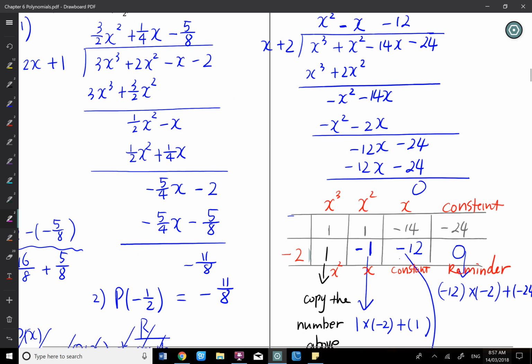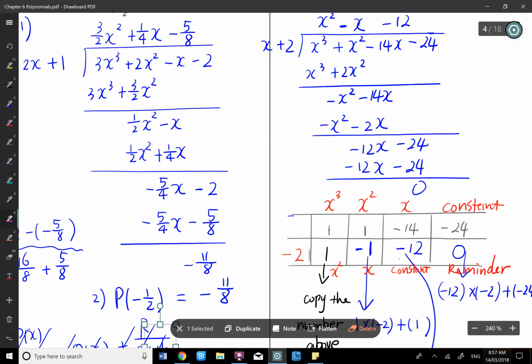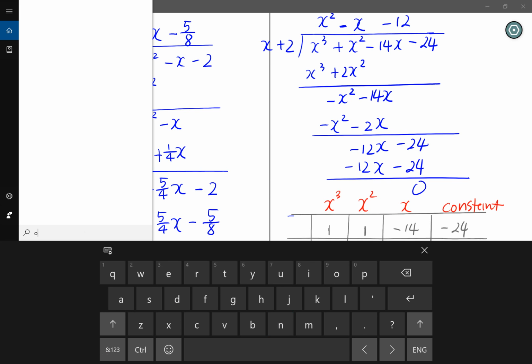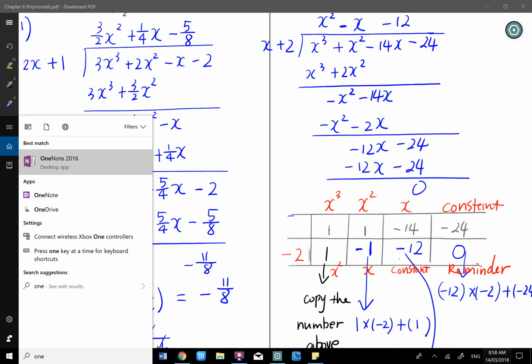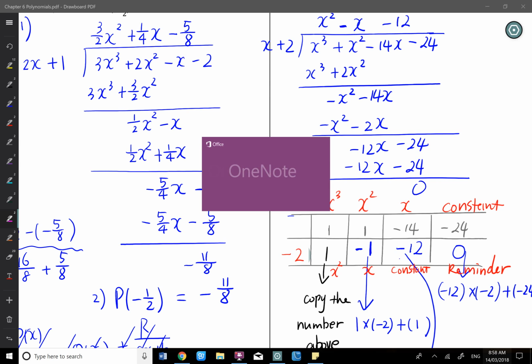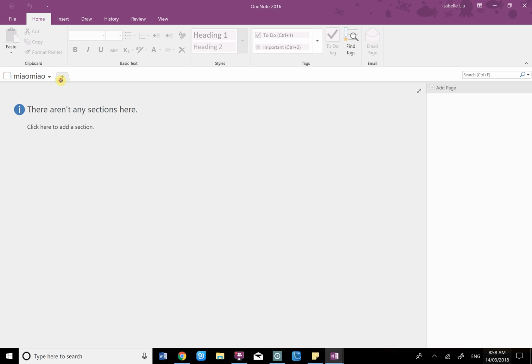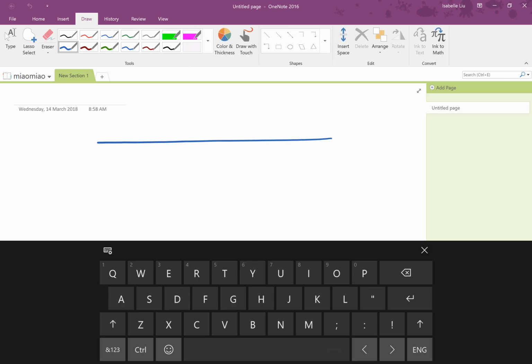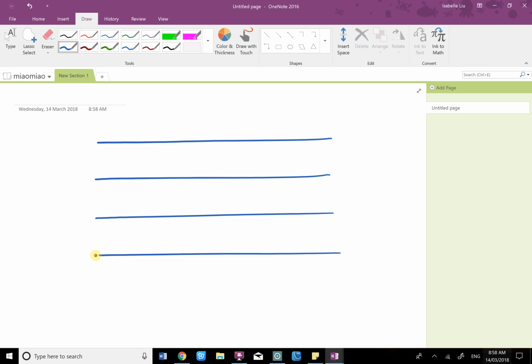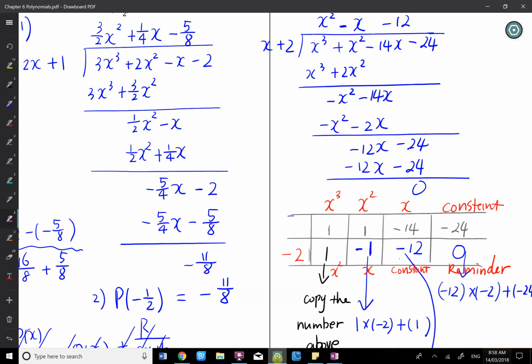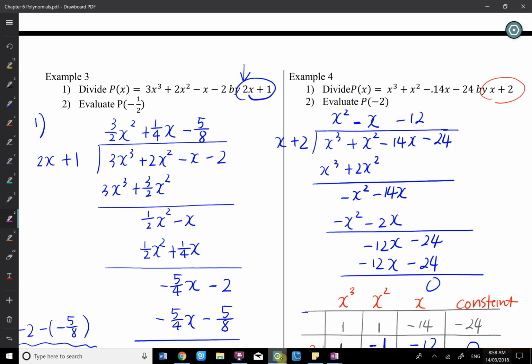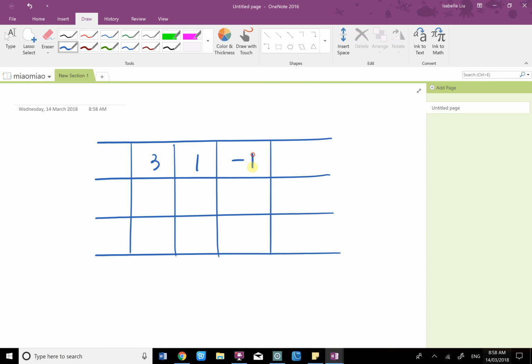I can show you what's going on here. Here's my OneNote. You can still do it, you just need an extra step. I will make 3 rows here. Let's see the coefficients: 3, 2, minus 1, and minus 2. That's the x cubed, x squared, x, and constant. Then we will have the x squared term, x term, constant, and remainder.